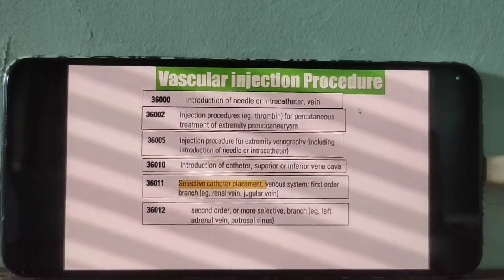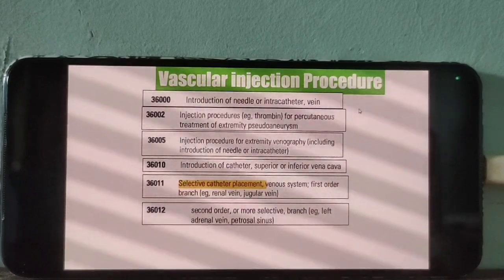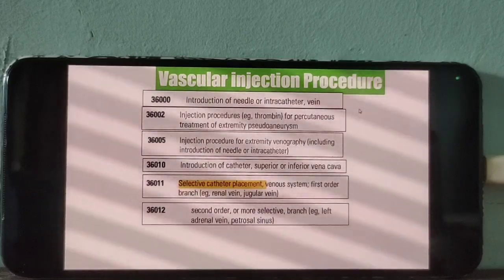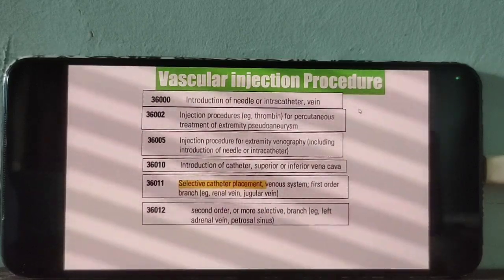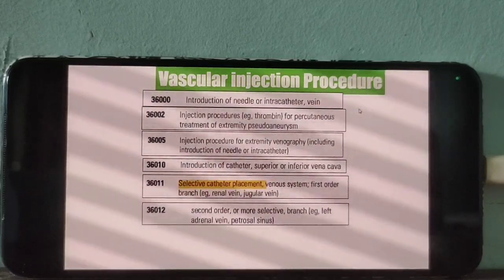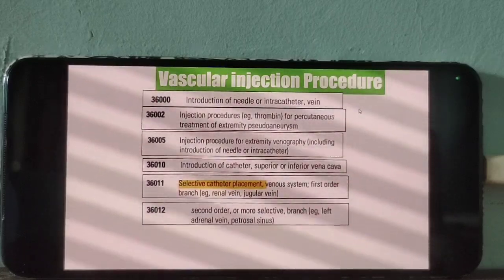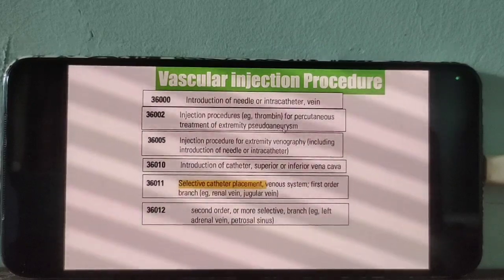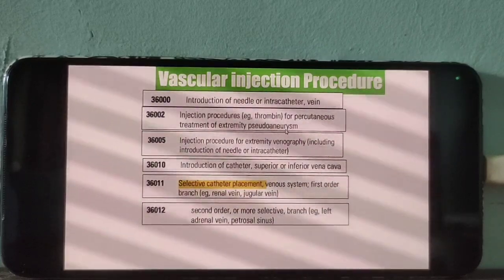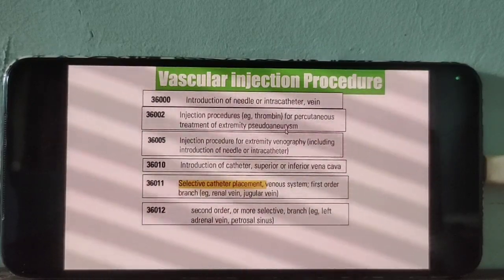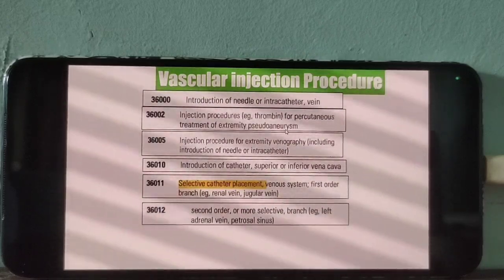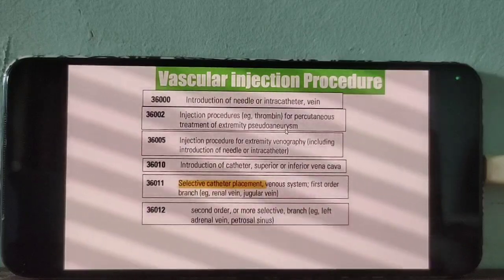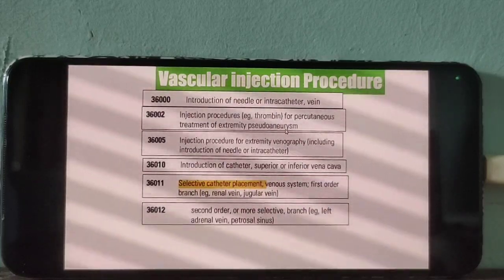So 36002 is for an injection procedure. The procedure is injection, and the anatomical location is extremity. What is the reason? Pseudo-aneurysm. For pseudo-aneurysm, underline that, it is the key term. So injection is given for extremity pseudo-aneurysm, 36002.